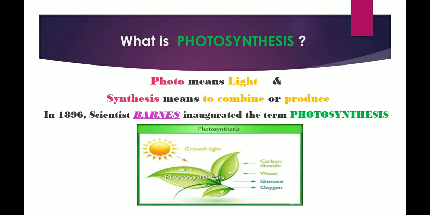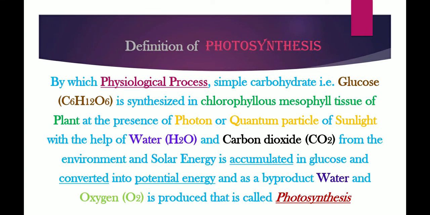You have to remember that in 1896, the scientist Barnes introduced the term photosynthesis. As a definition of photosynthesis, we can say it is the physiological chemical process by which simple carbohydrate, that is glucose, is synthesized in the chlorophyllous mesophyll tissue of plants in the presence of photons or quantum particles of sunlight with the help of water and carbon dioxide of the environment, and solar energy is accumulated in glucose and converted into potential energy, and as a byproduct water and oxygen are produced.